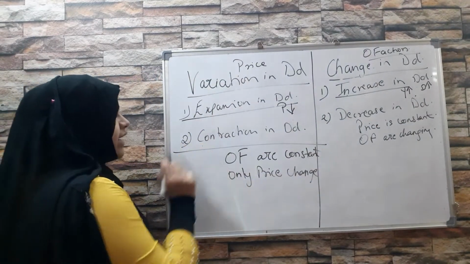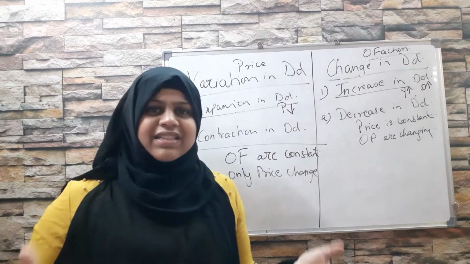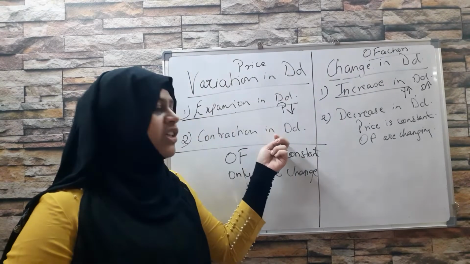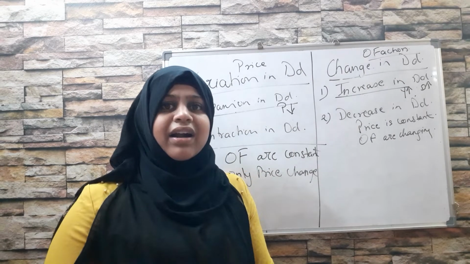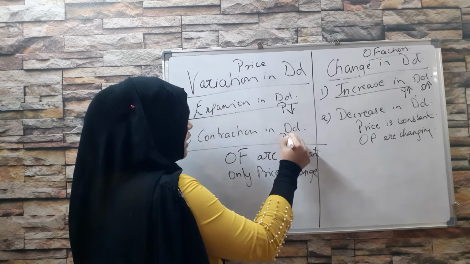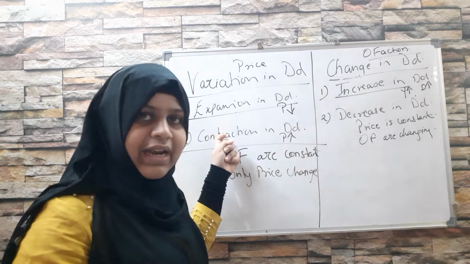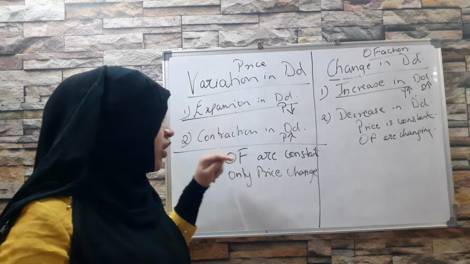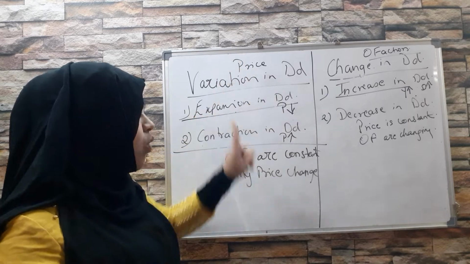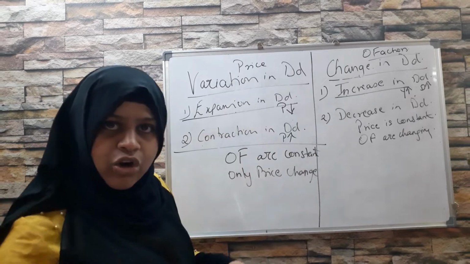Now let us come to contraction. Contraction is just the opposite of expansion. Contraction is something where a thing is reducing, घट रही है. Okay, contraction in demand. Demand कब घटेगा? Demand कब कम होगा? जब आपका price बढ़ेगा. When the price is rising, the demand will automatically contract, as said by Alfred Marshall. So even here, other factors are remaining constant. What is changing? Only the price is changing. Price is rising. That is why demand is contracting.